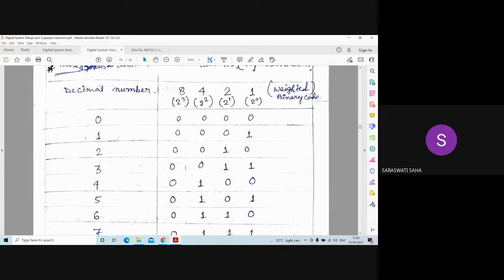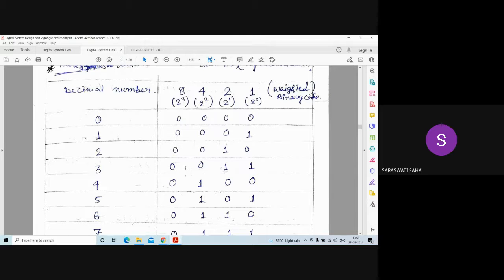In decimal number systems, how many symbols are there? 0 to 9. So after 9, what will be the number? 10. So 10 means 1, then 0. Here the two symbols are 0 and 1. Then what will be the next number? 1 0, then 1 1.